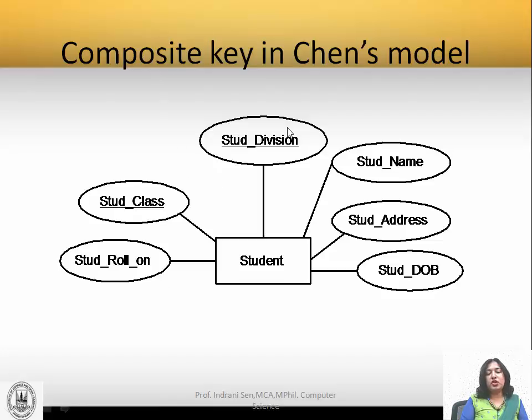Here we are showing the composite key attribute in Chen's model. Let us consider a student. For example, in a school, we have students. Now, if we identify the students by roll number, in that particular school, for each and every class, the roll number starts with 1. So with a particular roll number, we will not be able to identify which class that student belongs to. So roll number here does not qualify as a key attribute. We need to keep division and class as well. And here roll number, division, and class together form a composite key attribute.